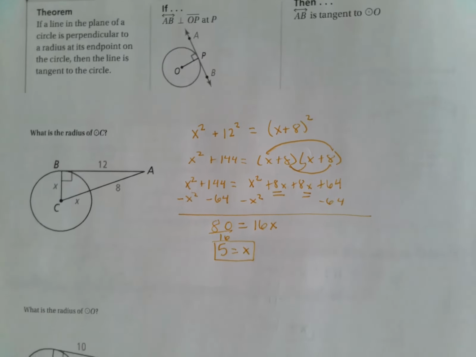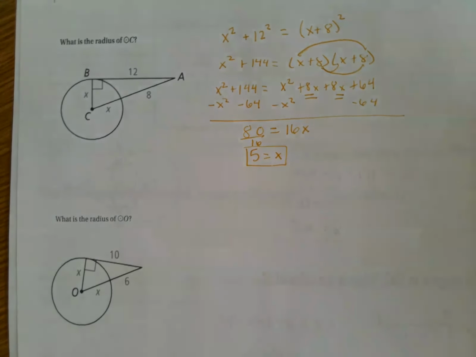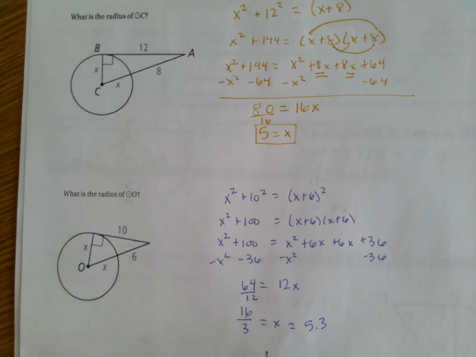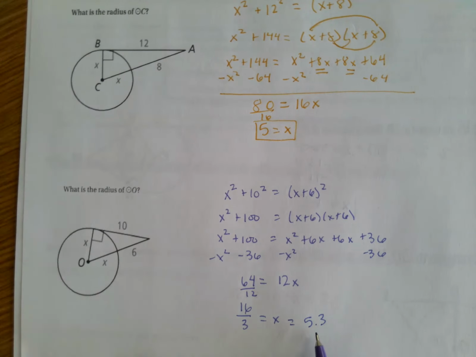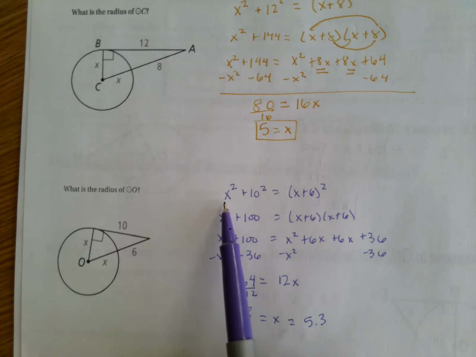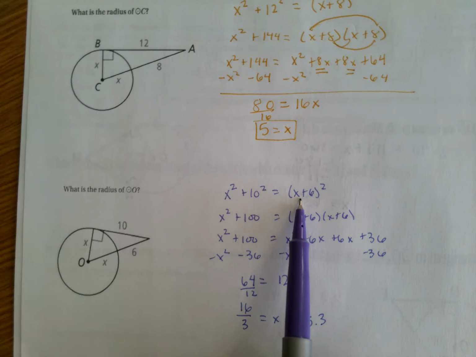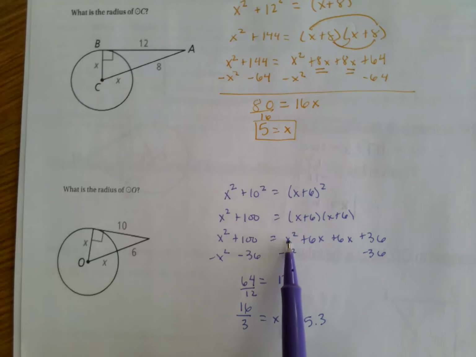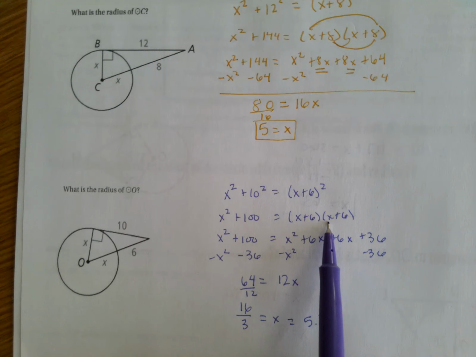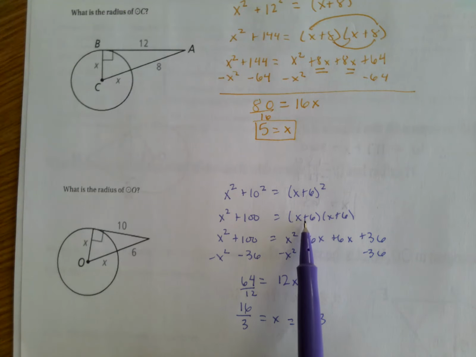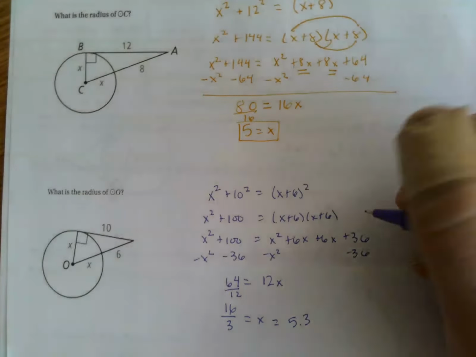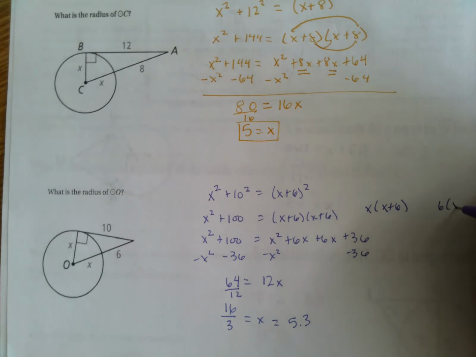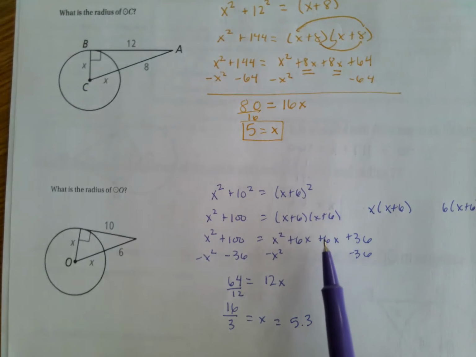I want you to pause the video and look at this one to help you, and try to do this one by yourself. You should have gotten that your radius is equal to 16/3, or 5.3 repeating. So a squared plus b squared equals c squared. When I multiply this, remember each term here has to get multiplied: first, outside, inside, last. Another way you can think about this is going like this, and like this. Those are where those four terms are coming from.